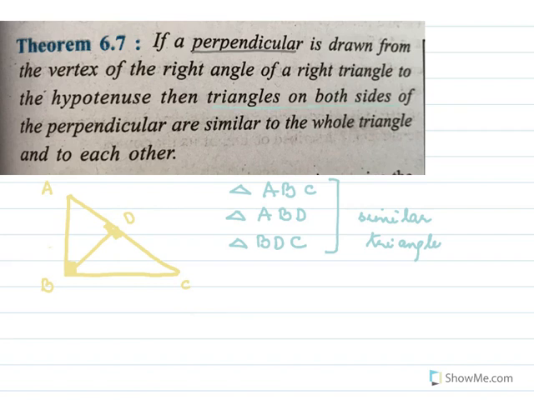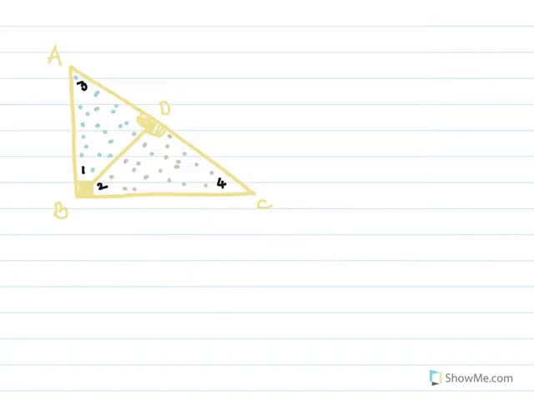So the triangles on both sides of the perpendicular, triangle ABD and BDC, are similar to the whole triangle and to each other. It's similar, they say, to this whole triangle. So all these three triangles are similar. But it's important to write the similarity correctly. So we will now learn how to write the similarity of these three triangles correctly.